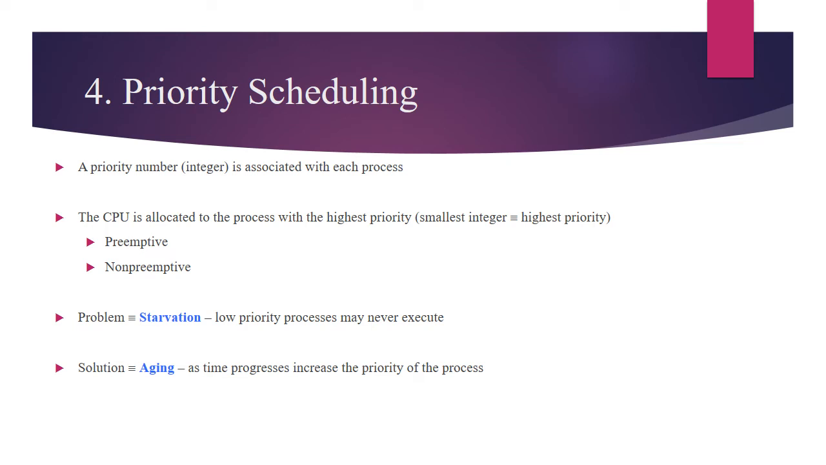To overcome this, there is a solution which we call aging. Aging means as time progresses, increase the priority of the process, so that the lower priority process at some time will become a higher priority and it will execute.